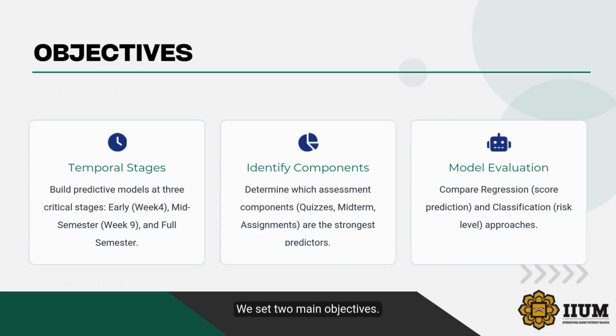We set two main objectives. First, identify the best temporal stages for intervention. We test 3 stages: early, mid-semester, and full. Second, we must identify the strongest predictive components. Which assessments matter most? Our third objective is model comparison.